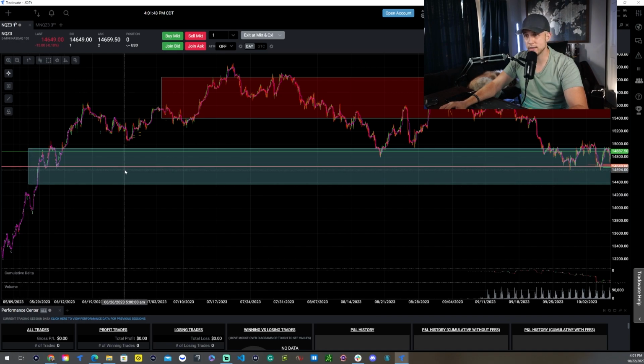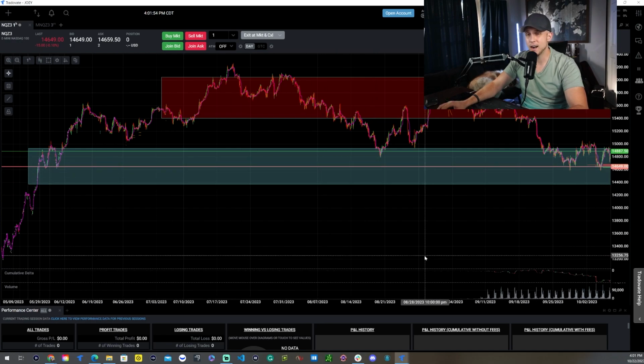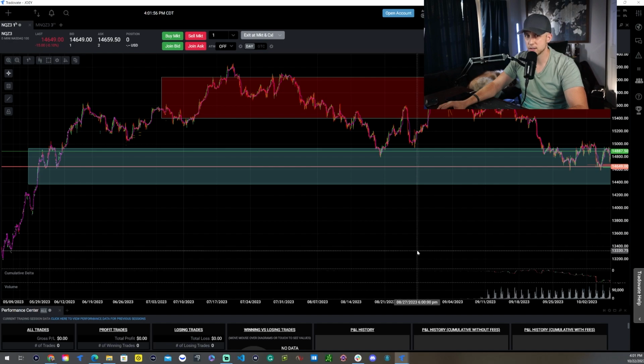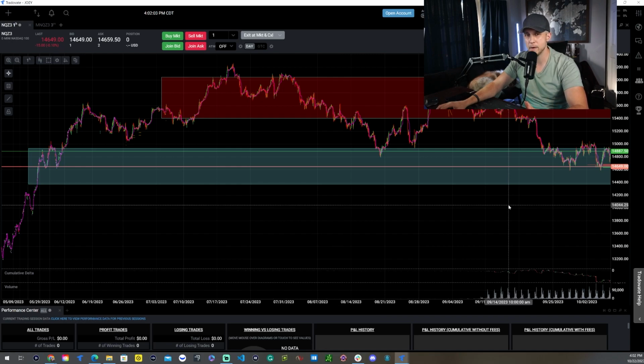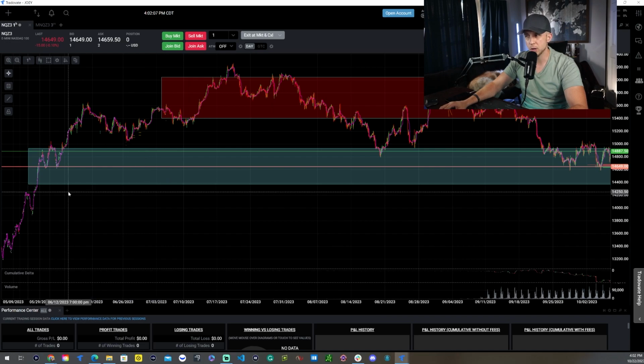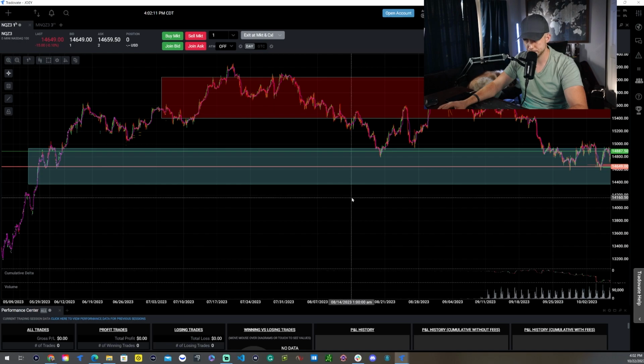So if we break this, that we've held 1, 2, 3, 4, 5 times, we've held this 5 times. If we break that, if we sweep liquidity and we continue down and we do not get bought back up, buyers are not in control and sellers stay in control, then we know we're probably going to test this 14,250 level, because this is going to turn into support.